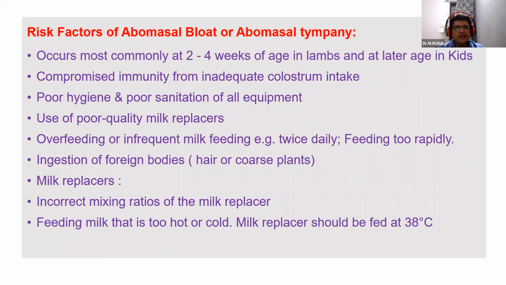feeding too rapidly, ingestion of foreign bodies like hairs or coarse plants, incorrect mixing ratio of the milk replacer, feeding milk that is too hot or cold. Milk replacer should be fed at 38 degrees centigrade. So by removing these risk factors, we can easily help in preventing the occurrence of abomasal bloat in sheep and goats, particularly in young lambs and kids.